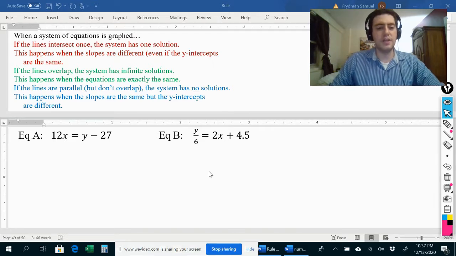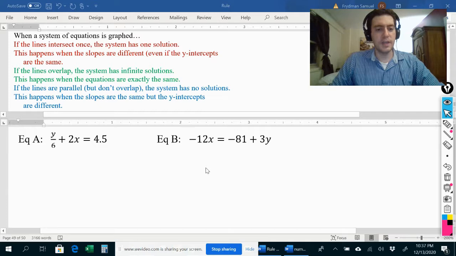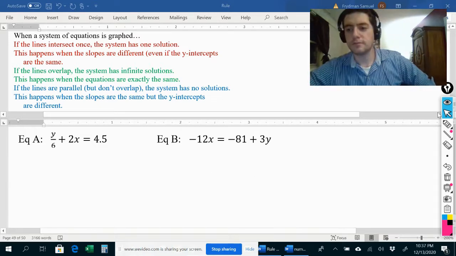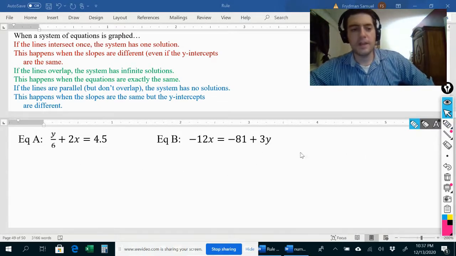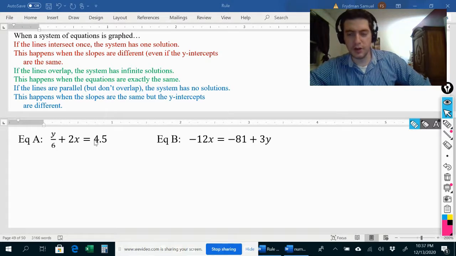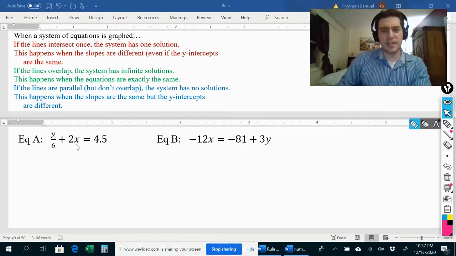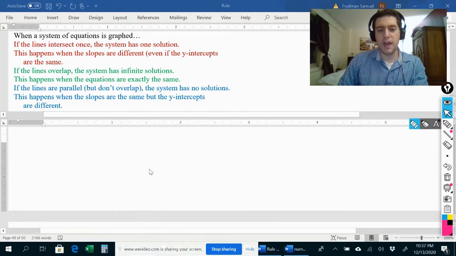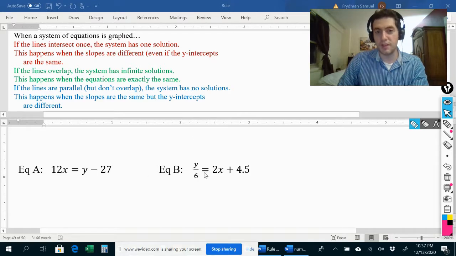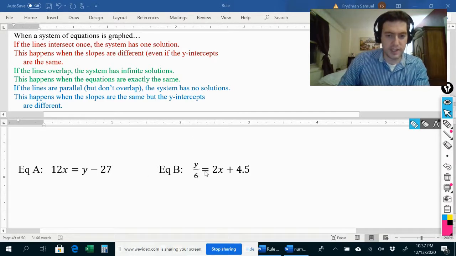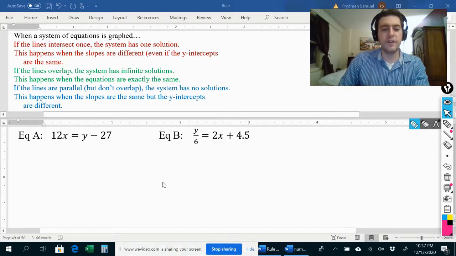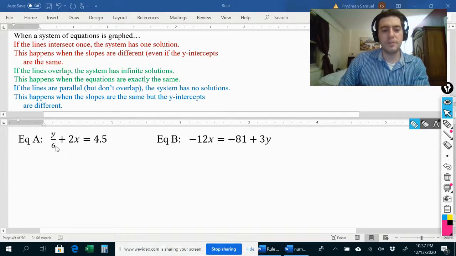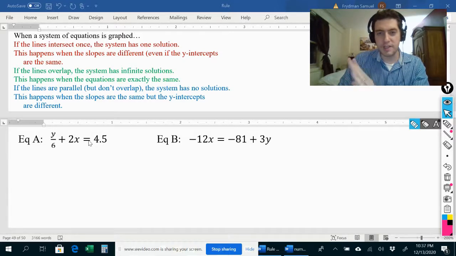Okay, let's move on to the next example over here. Now you might be looking at this equation over here and thinking, wait a minute, isn't that exactly the same as the equation that we just did before? I did that on purpose, just to make a point that you have to really pay attention to where the equal sign is. Here we have y over 6 equals 2x plus 4.5. Here we have y over 6 plus 2x equals 4.5. Okay, the equal sign is not in the same place.